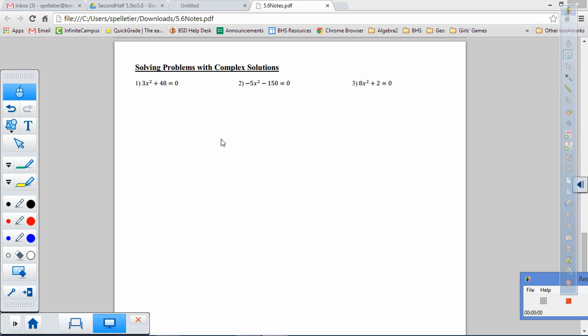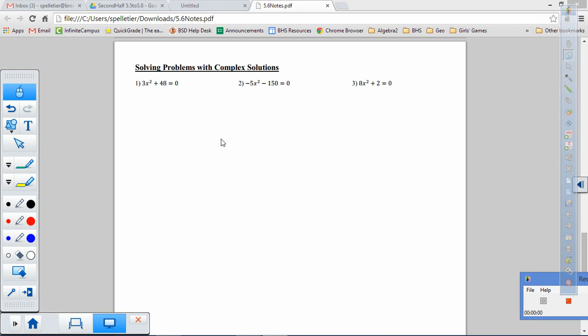All right, solving problems with complex solutions. So we have three examples here of problems that we're trying to solve. Perhaps these are figures and we're trying to find the solutions to them. So the first thing we're going to do is see if perhaps there is anything we can do to solve the problem beforehand. And there really isn't a whole lot we can do with this one.